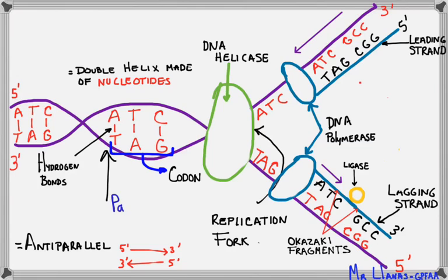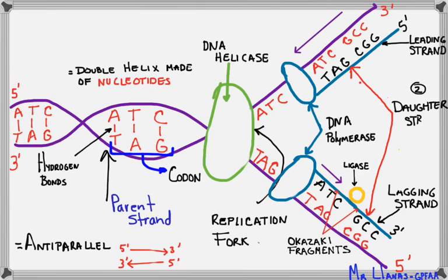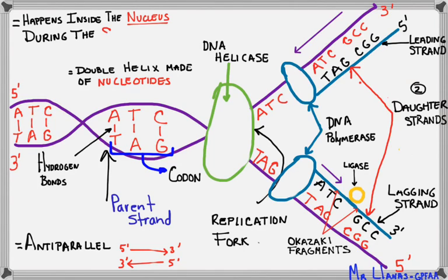Now the original strand, like we said earlier in the simpler structure, is called a parental strand. So that's the parental strand, this one right here. And these other ones, the new ones that are being made, are called daughter strands. The new strands, the strands that are being copied, are called daughter strands. And this entire process, like I've been saying in the video, happens inside the nucleus, and it happens during the S phase of the cell cycle.